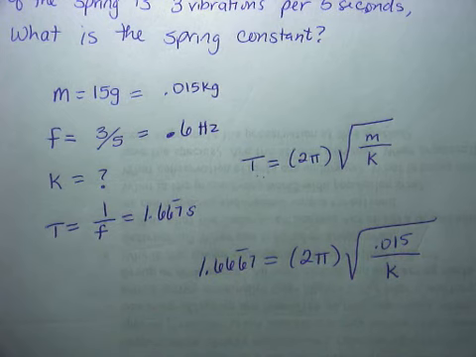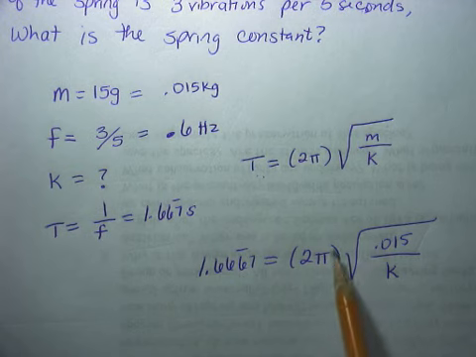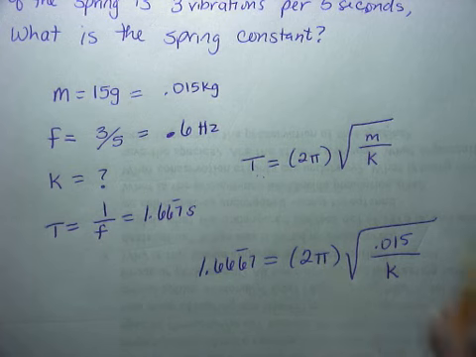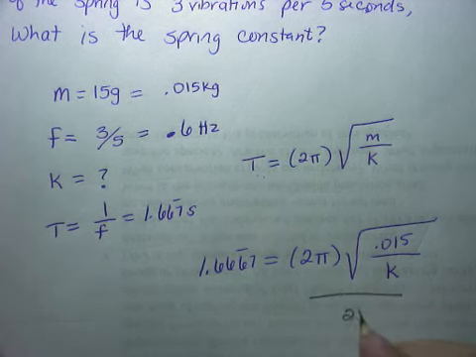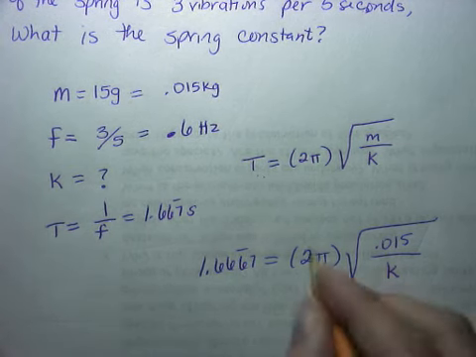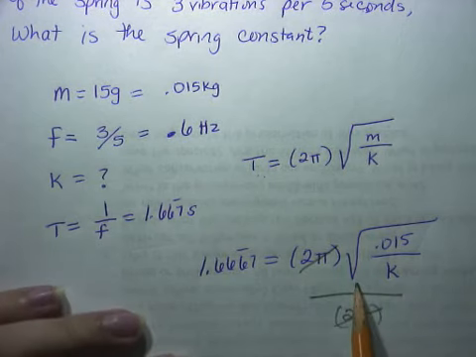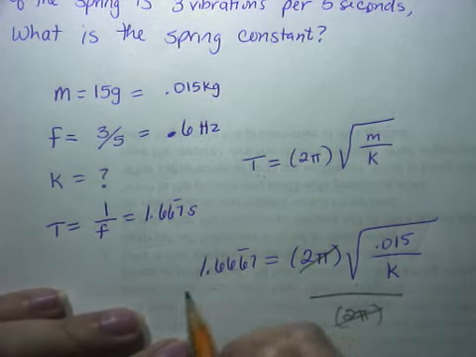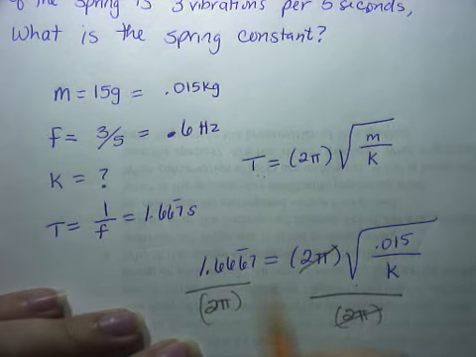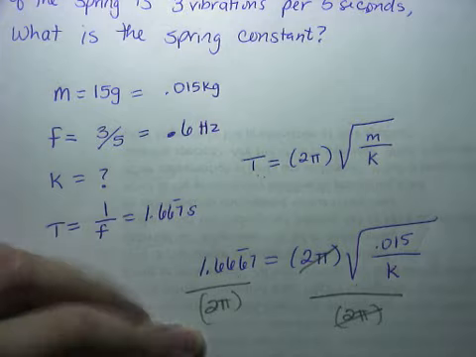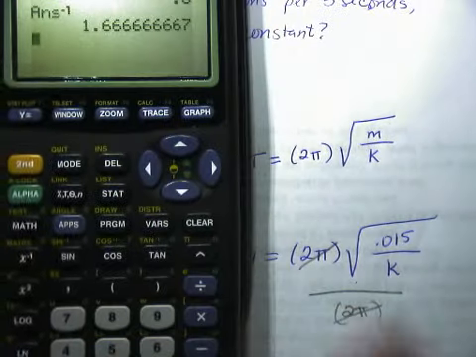At this point it's just simple mathematics. The first thing I'm going to do is get rid of this 2 pi. Because it's being multiplied, the opposite of multiplication is division, so I'm going to divide this side by 2 pi. That will cancel it out, but whatever you do to one side of the equal sign, you must do to the other. If you don't put that in the calculator, you will get errors, order of operation issues.